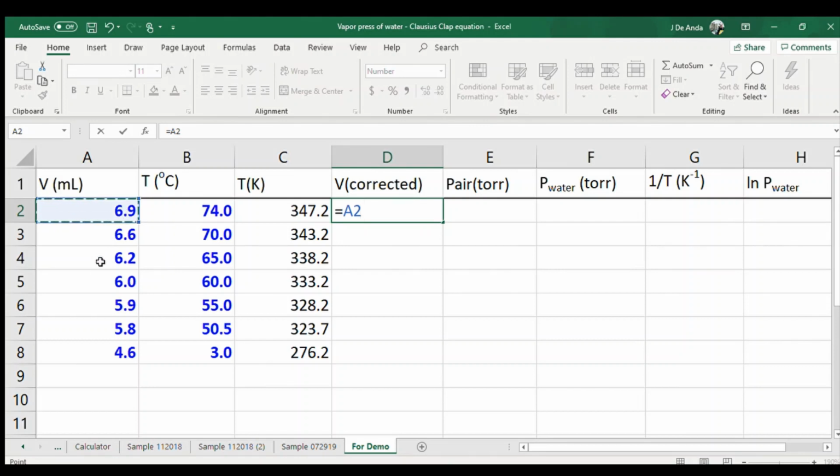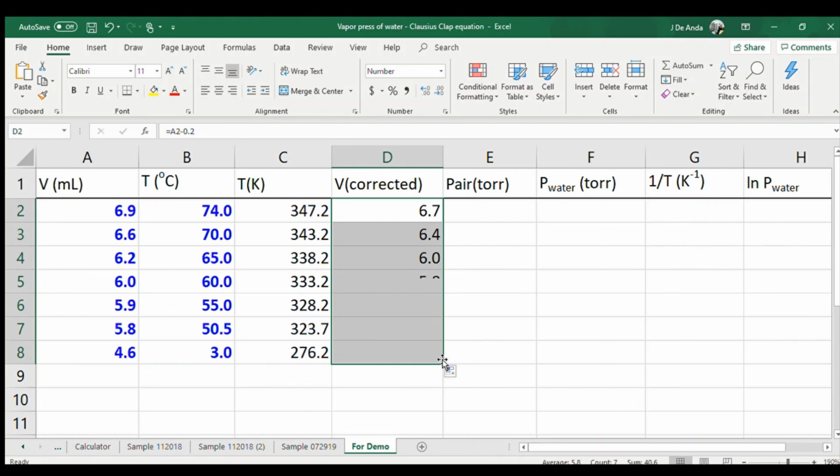So I'm going to select the first cell, A2, and it's going to show up here in D2, and I'm going to put minus 0.2, and I'm going to click the enter button, and that will give me the value that I'm looking for. Because these are repetitive, I'm going to select that cell again, hover my mouse over the bottom right corner until it turns into a thin plus sign, and then I'm going to click down, hold it, and drag it down so I can get all the values in here.